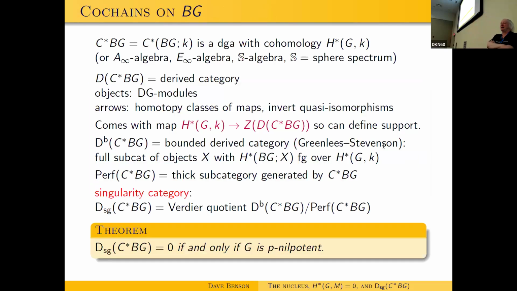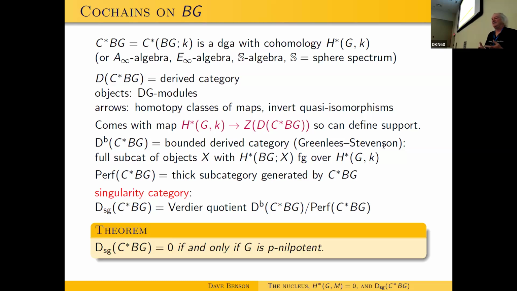And the last thing I want to talk about is cochains on BG. This is some things I've been doing with John Greenlees over the last few years. I was visiting him in Warwick, and he came up to me and asked, so what's the singularity category of cochains on BG? What does it look like? And it looks as though the answer has to do with the nucleus. So let me tell you that story.